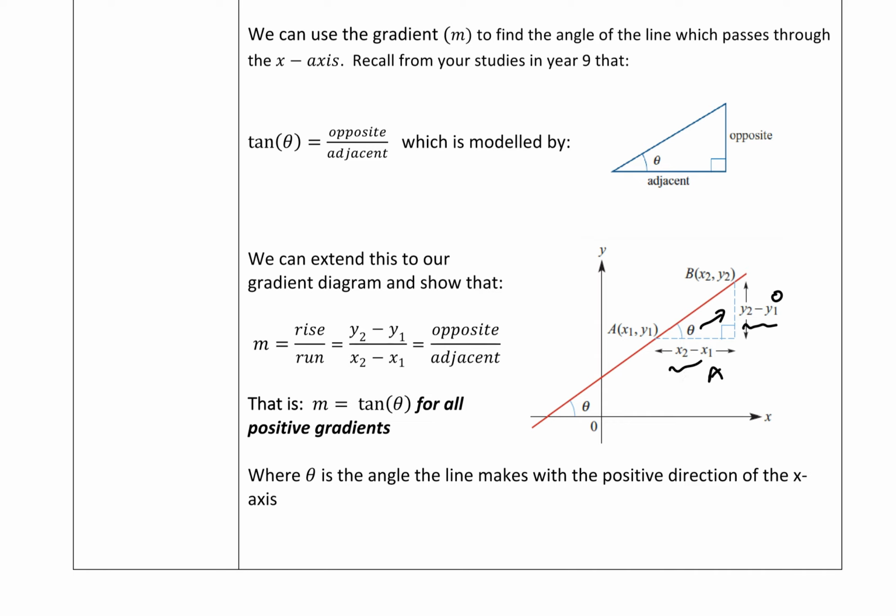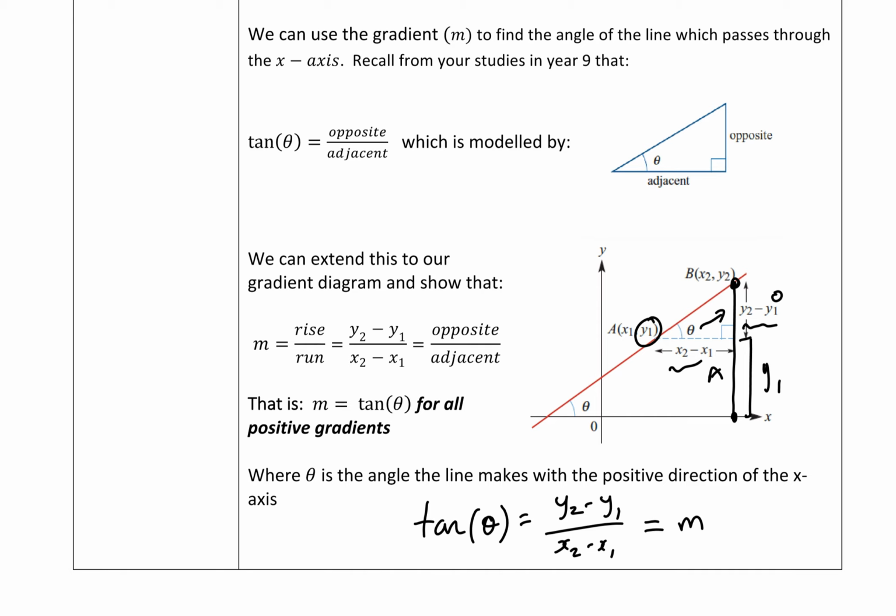This is because to get to this point, I've gone all the way up to y2, and I want to subtract this point, which happens to be y1. Now you might think, okay, y2 minus y1 over x2 minus x1, that's the gradient. And it turns out that tan theta is equal to m. So if I want to find the gradient that a straight line makes with the x-axis, all I need to do is do tan theta.